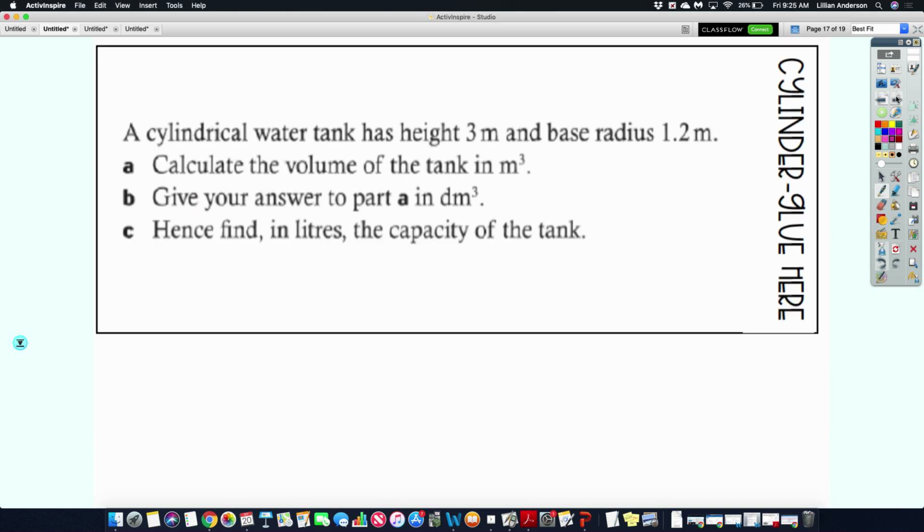Moving on to cylinder. An example is cylinder. You have a cylindrical water tank that has a height of 3 meters and a base radius of 1.2 meters. We have to calculate the volume of the tank in meters cubed. Now, real quick, what's the volume for a cylinder?